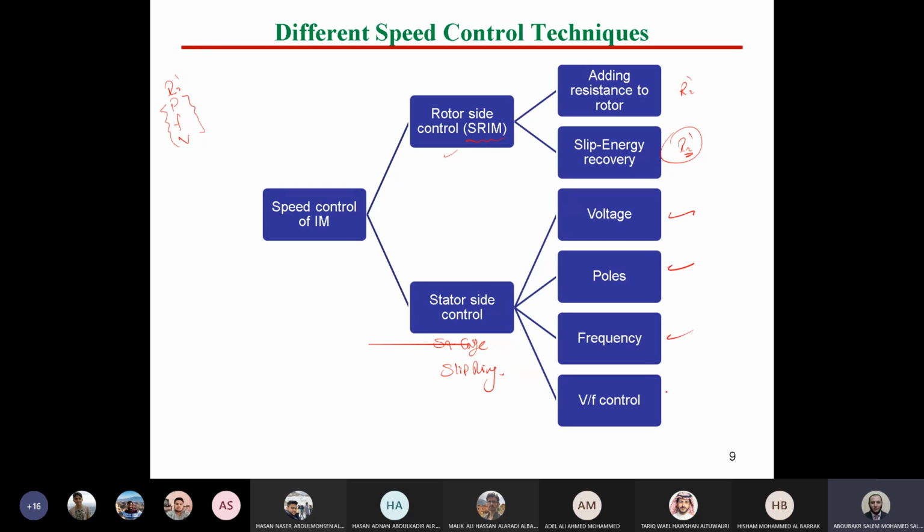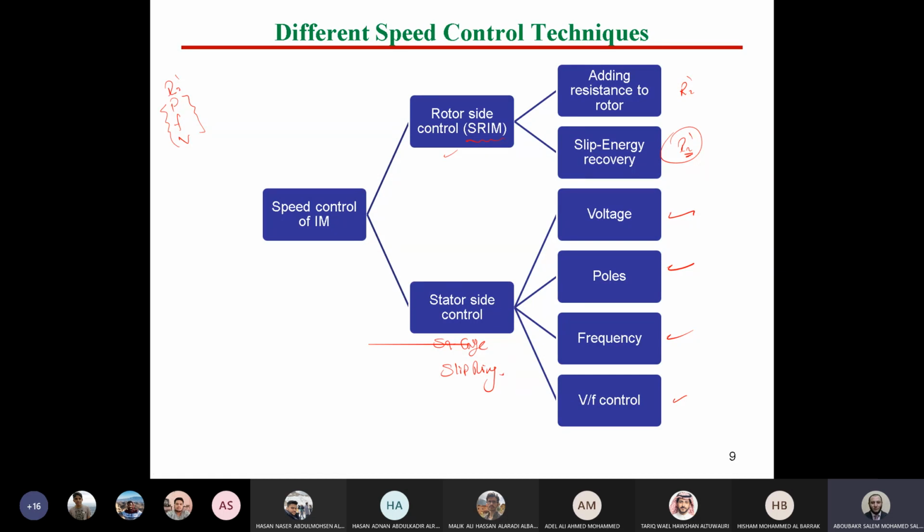What is V over F? Actually, we have V and we have F. Why we use V over F, we will discuss in more detail, and we will find that V over F is one of the best control techniques for induction machine. Okay guys? So these are the different techniques we are going to discuss, inshallah, in speed control of induction machine.